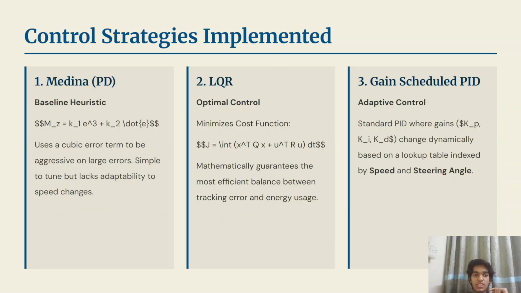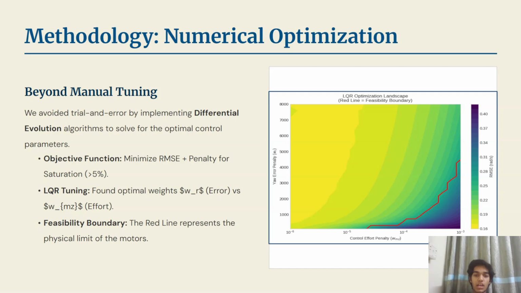The control strategies implemented were a PD controller, an LQR as our optimal control benchmark, and a gain scheduled PID as our proposed robust solution. However, a controller is only as good as its tuning. To ensure a scientifically fair comparison, we avoided manual tuning. Instead, we used differential evolution, a genetic algorithm, to numerically optimize the gains for all three controllers against the same objective function, minimizing tracking error while penalizing motor saturation.